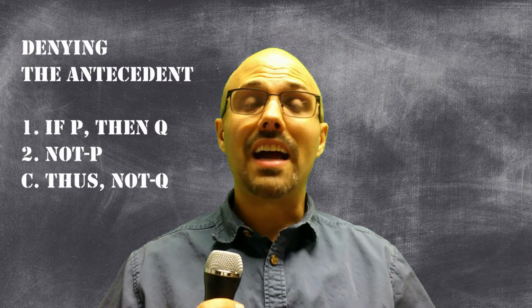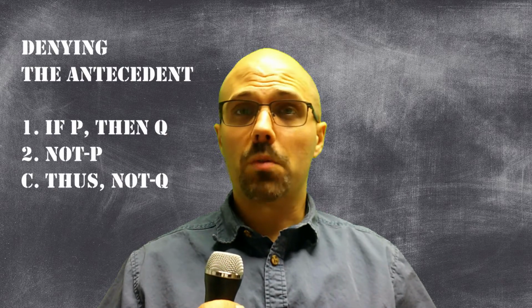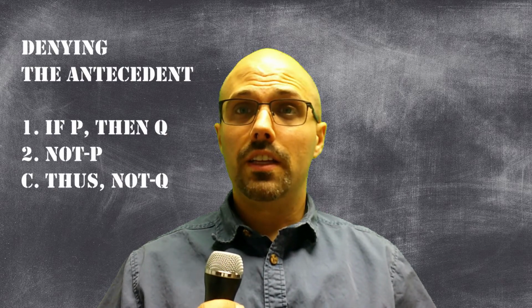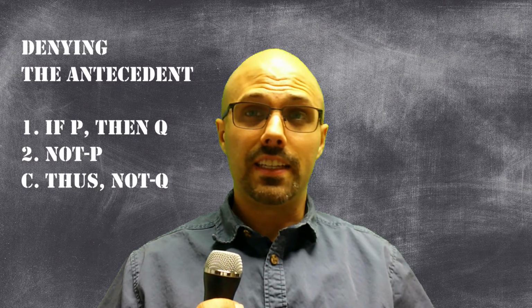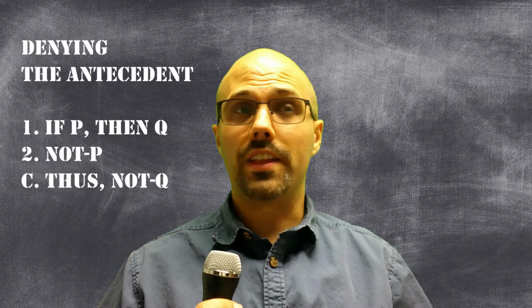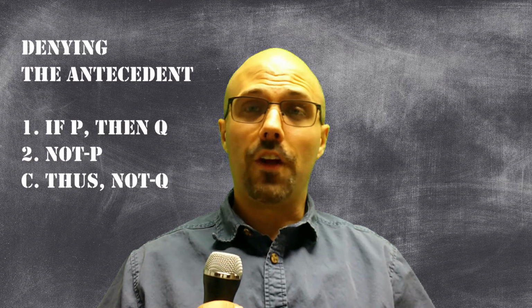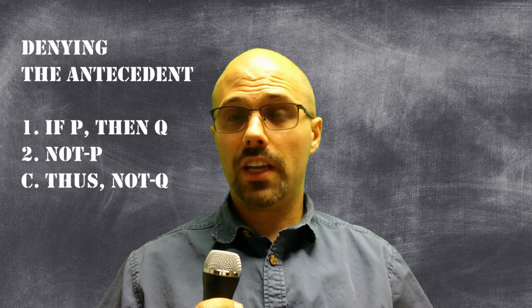The same logic that we apply to the affirming of the consequent case also explains why this last case is invalid: denying the antecedent. In formal terms, if P, then Q. Not P, so it's not the case that the antecedent is true, is the second premise. That's why this is denying the antecedent. Therefore, it's not the case that Q.